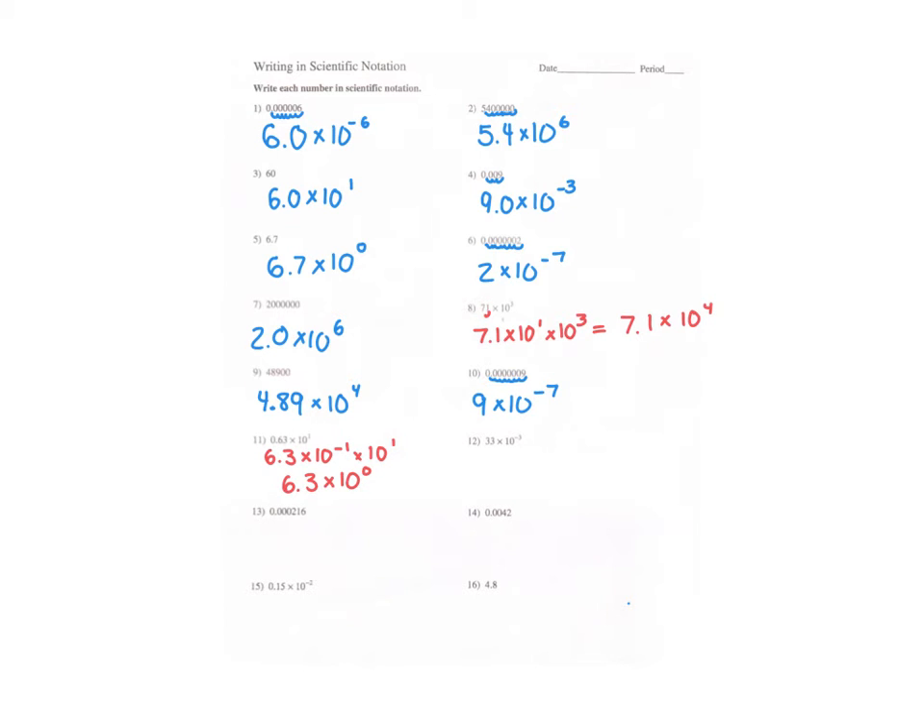Same thing with the next one. We're going to move the decimal over, so we get 3.3, and we moved it over one time. There was already a 10 to the negative third, so when we combine that together, we're going to get 3.3 times 10 to the negative second.